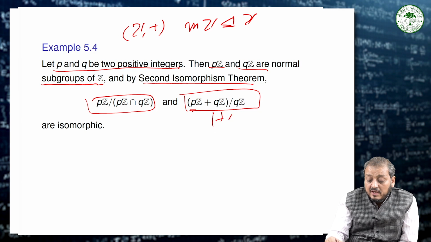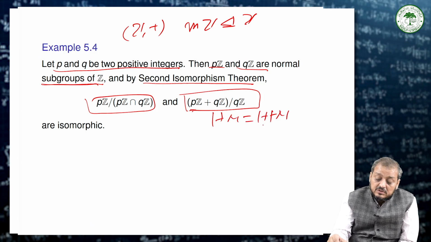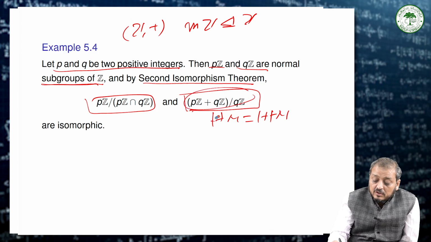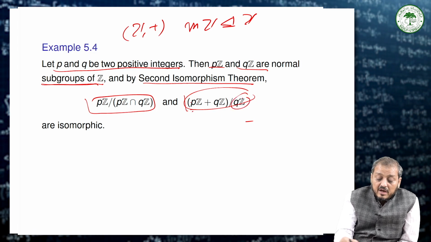The product HN means we have h plus n, since the binary operation is addition. So the coset is in this form, and we can write it in this form. Then this is equal to qZ. So this means they are isomorphic.